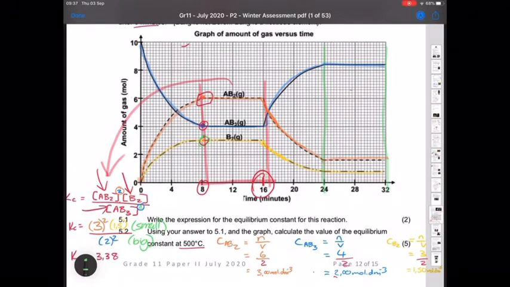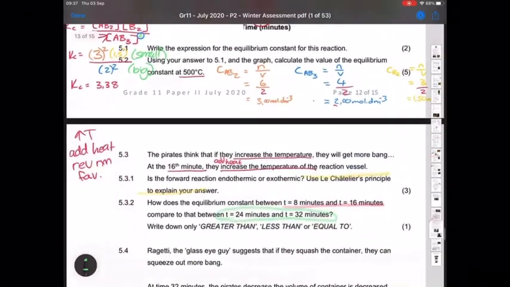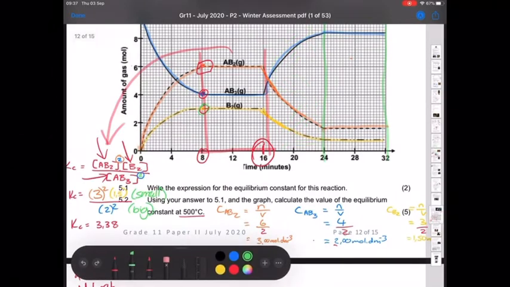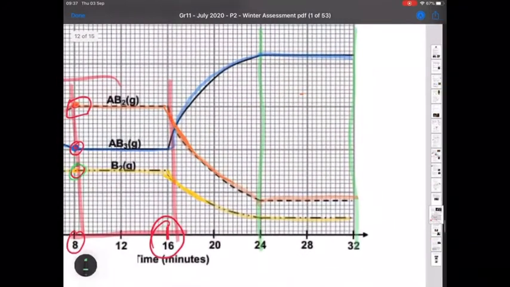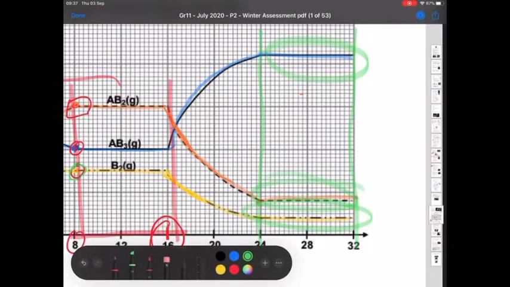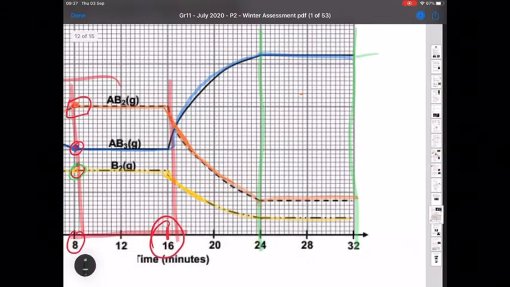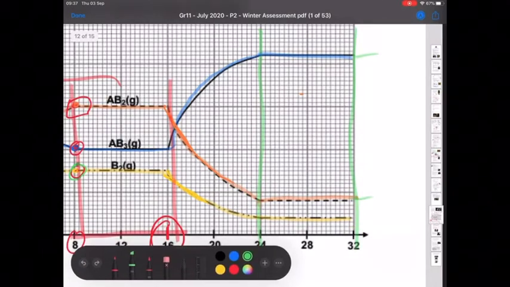Okay, so we had the reaction taking place, the temperature was increased at time 16, and equilibrium was adjusting between time 16 and 24. At time 24, though, you can see that the blue, the orange, and the yellow lines are all flat horizontal lines. That means that the amount of substance remains constant. The volume didn't change either, so amount and volume the same means concentration is the same. So if the concentrations of the substances remain equal, then equilibrium is re-established. Okay, so time 24 minutes to 32 minutes, flat horizontal lines, so equilibrium is re-established again.